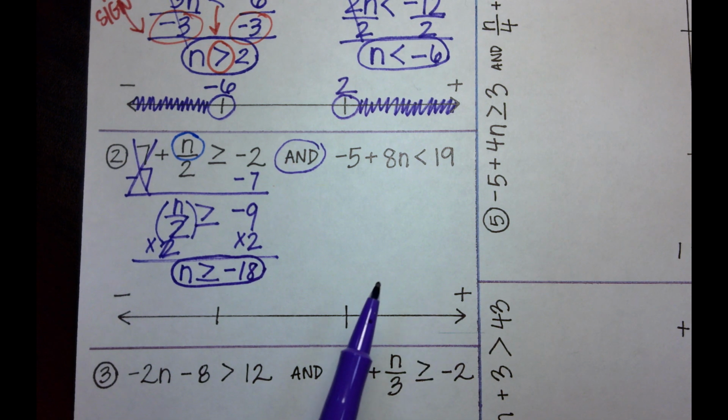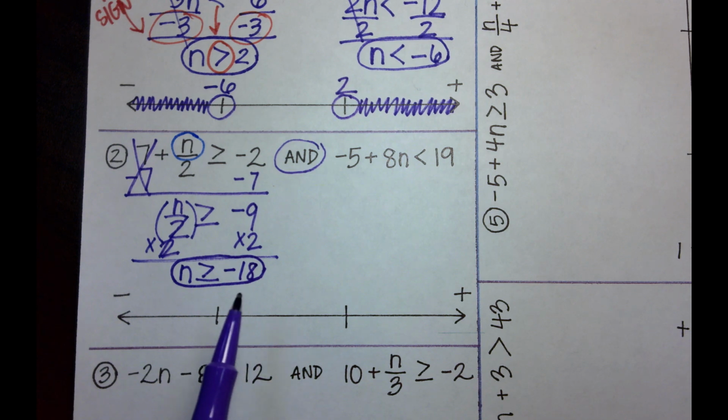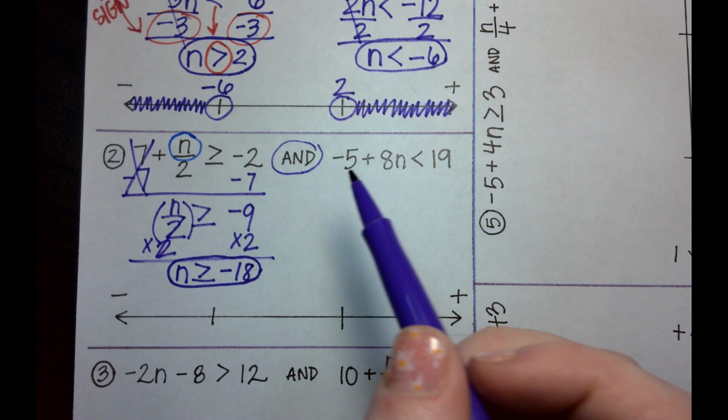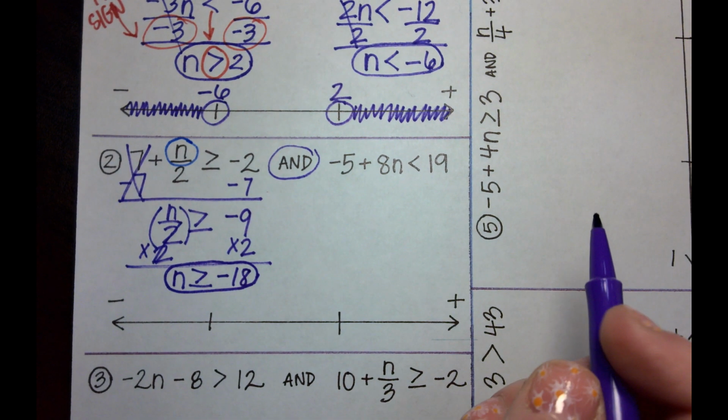Before we start the other part, does anybody feel confused about any of the steps involved here? Or do we all feel good about it? Everybody feels good? We good over here too? Good? Okay. So let's look at the next part. Now I have -5 plus 8n is less than 19. What should I do first?